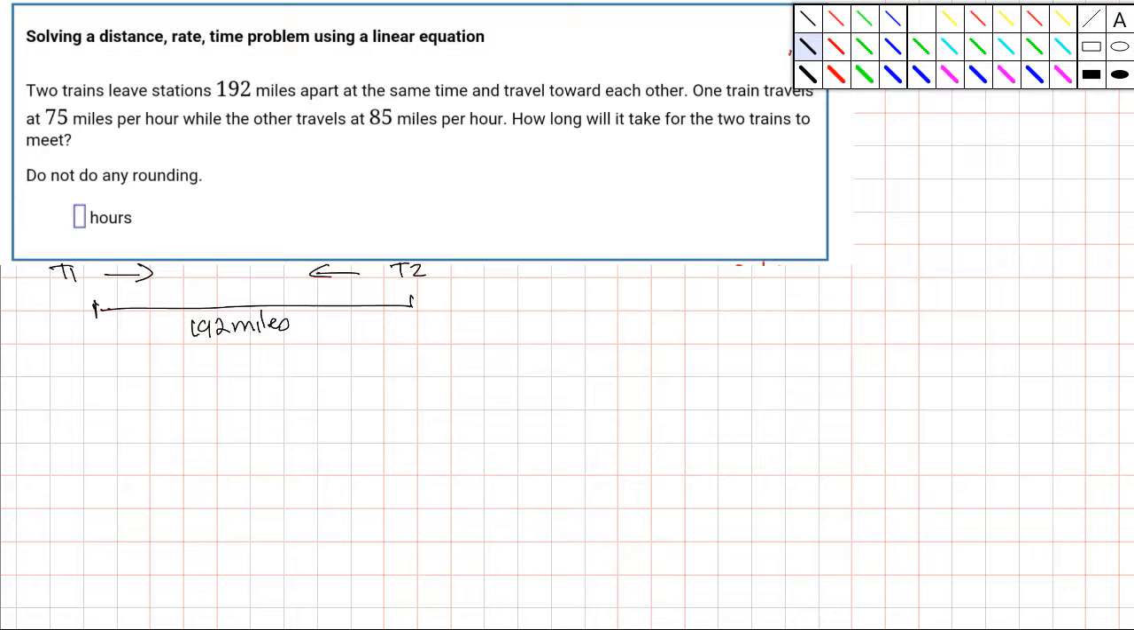So whenever I have a problem like this, I like to create a table. So my table, for train 1, train 2. For this one, they give me the rate that they are traveling. Train 1 is traveling at 75 miles per hour. Train 2 is traveling at 85 miles per hour.